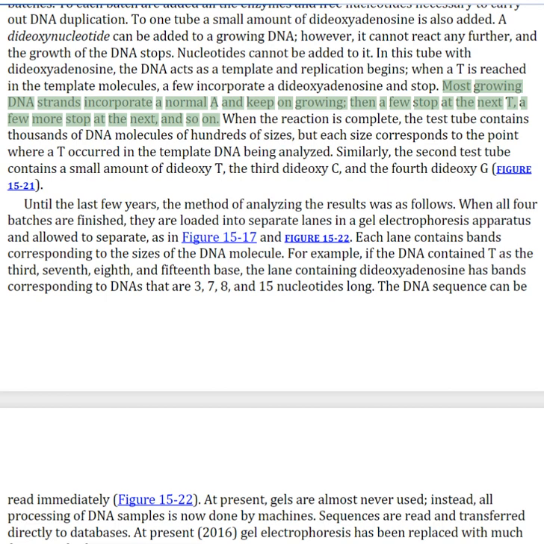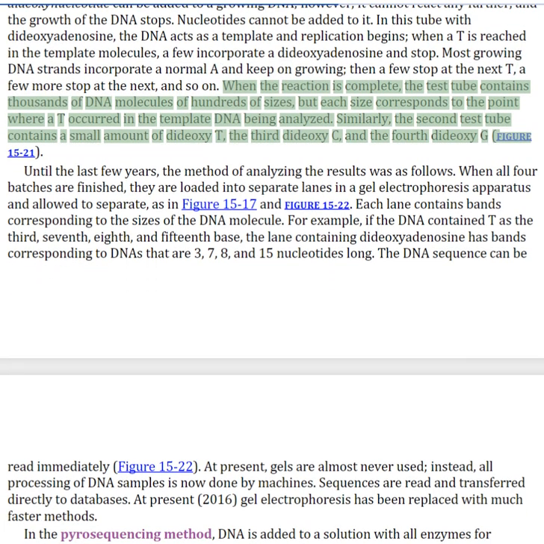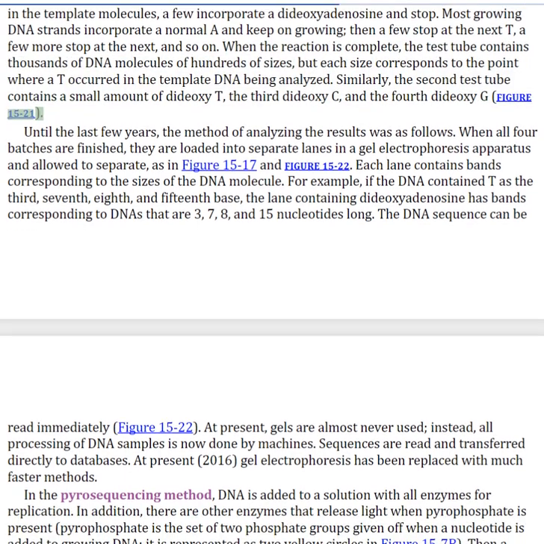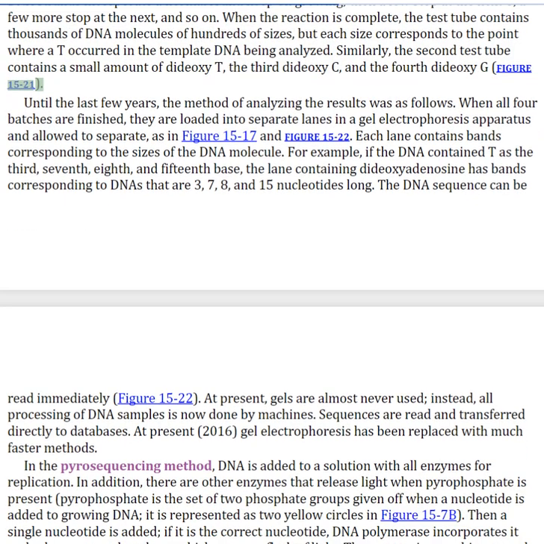Most growing DNA strands incorporate a normal A and keep on growing, then a few stop at the next T, a few more stop at the next, and so on. When the reaction is complete, the test tube contains thousands of DNA molecules of hundreds of sizes, but each size corresponds to the point where a T occurred in the template DNA being analyzed. Similarly, the second test tube contains a small amount of dideoxy T, the third dideoxy C, and the fourth dideoxy G, figure 15:21.